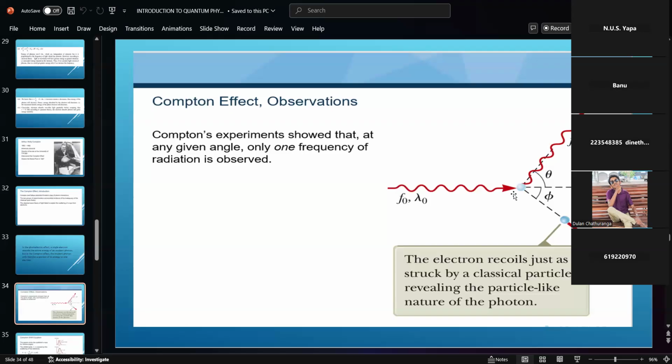Photon means the particle of zero rest mass. The photon has rest mass zero. Then we can define the photon as the particle of zero rest mass.